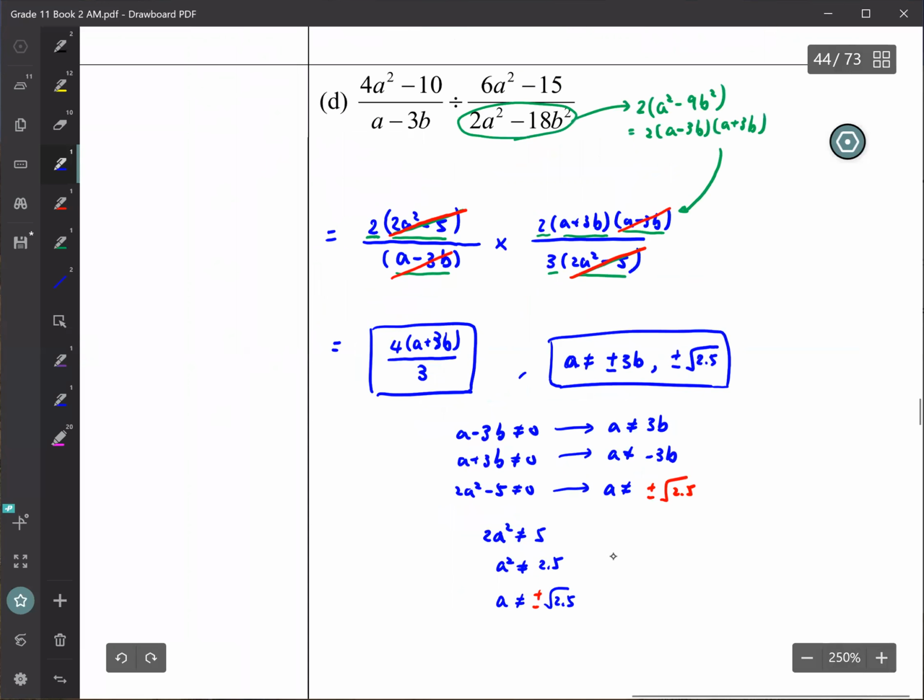So for dividing, you need to look at 3 places for the restrictions. I'll highlight them again, right? This denominator, and the numerator up there. Okay, so that's why you get all 4 of them. Any questions?